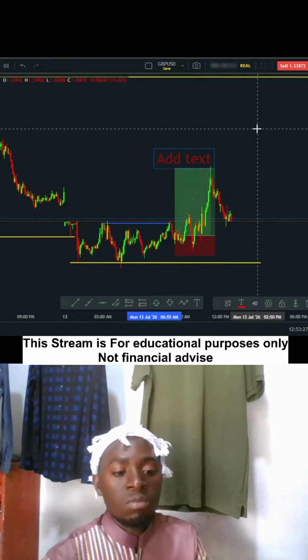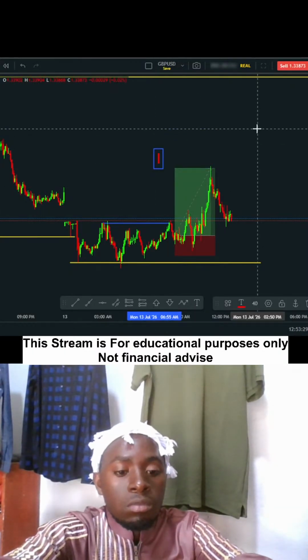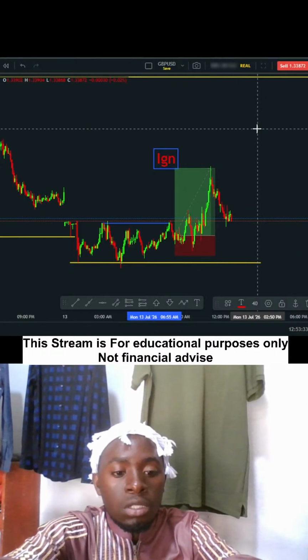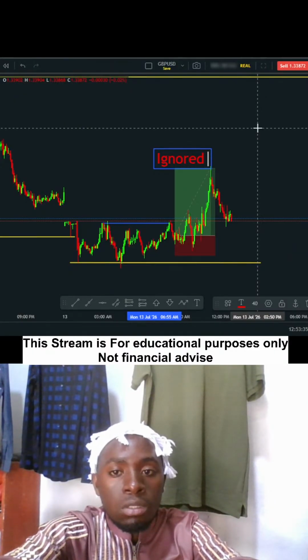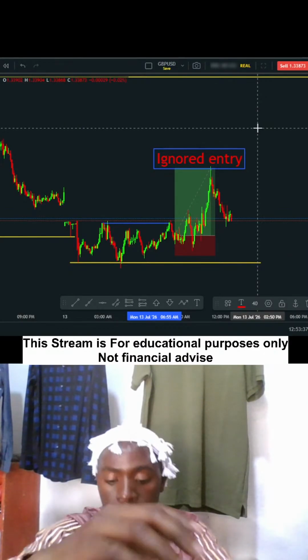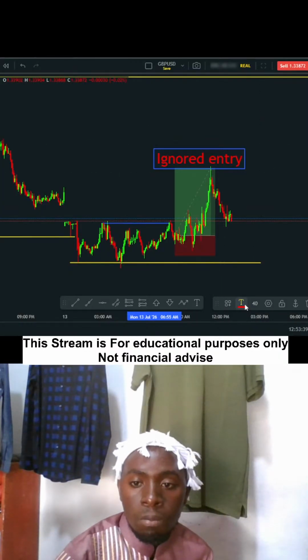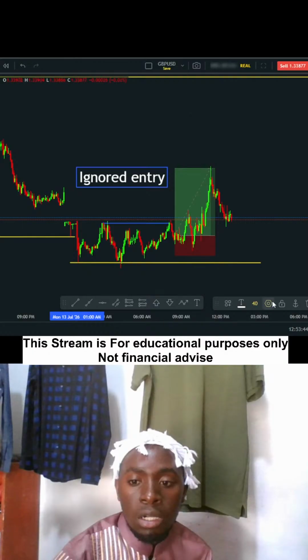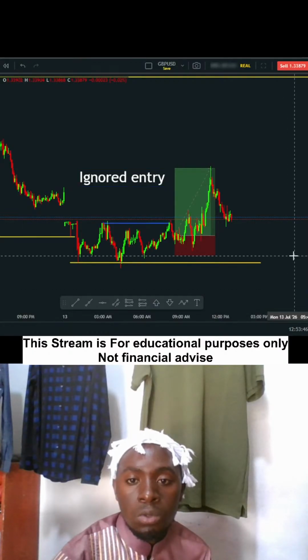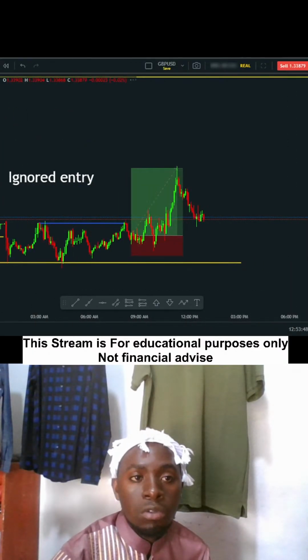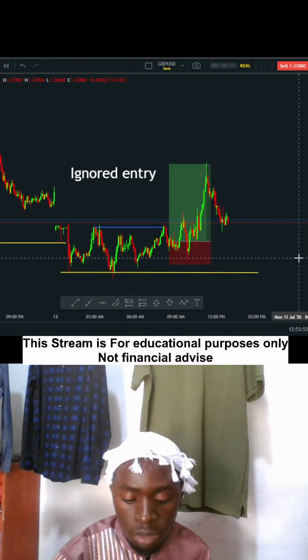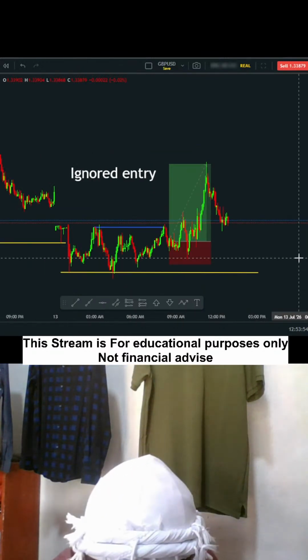So this is an ignored entry right there. Because I have rules I follow, I wouldn't take any entries. I would have ignored this entry even though it would have hit take profit.